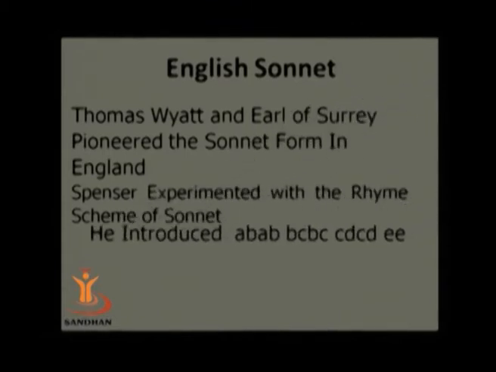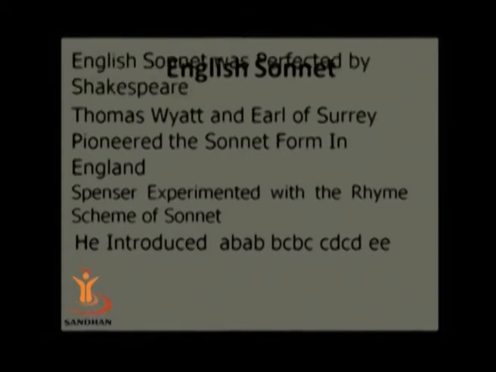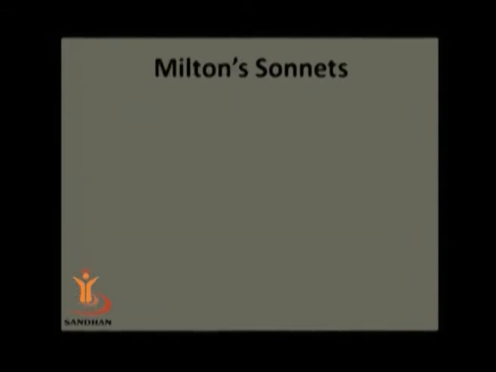Spenser, through his experimentations, introduced a different rhyme scheme, which generally was AB, AB, BC, BC, CD, CD, EE. That was the rhyme scheme that was used by Spenser while writing his sonnets. The English sonnet was perfected by Shakespeare, as I've already discussed, and that is why the type of poem is also known as the Shakespearean sonnet.